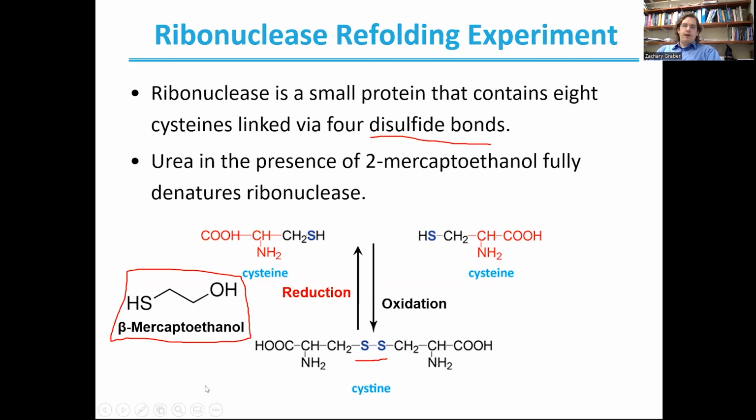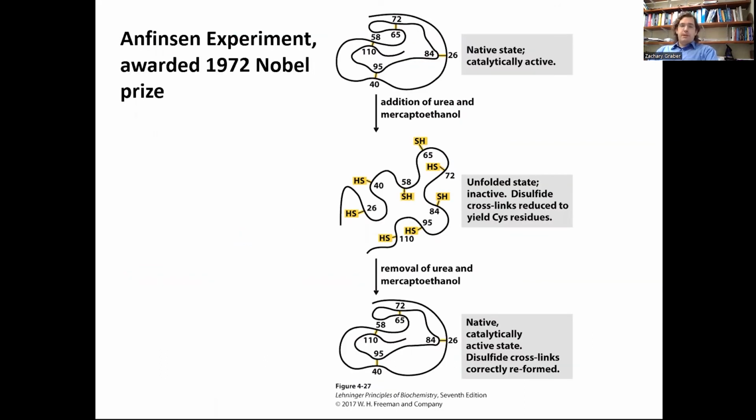So any kind of reducing agent like beta-mercaptoethanol can disrupt those disulfide bonds and then help our protein to fall apart. The Anfinsen experiment was one of the seminal papers that helped to show this sort of denaturation process. So this was actually awarded the Nobel Prize in 1972.